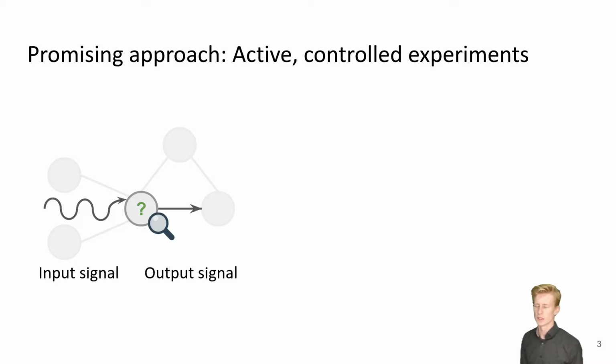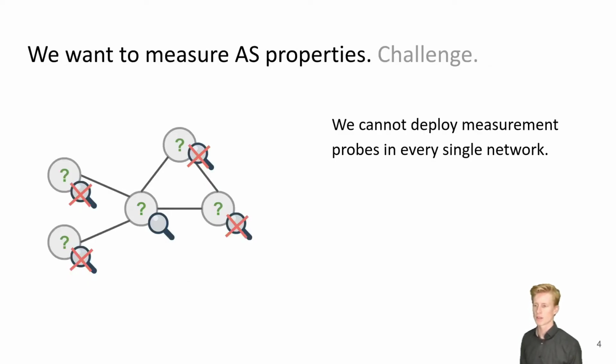The most intuitive way is to actively measure a given AS, inject a signal from one side, and measure the resulting output signal from the other side. But deploying a measurement probe in every single network is simply too inefficient and takes too many resources, especially considering the scale of today's internet.